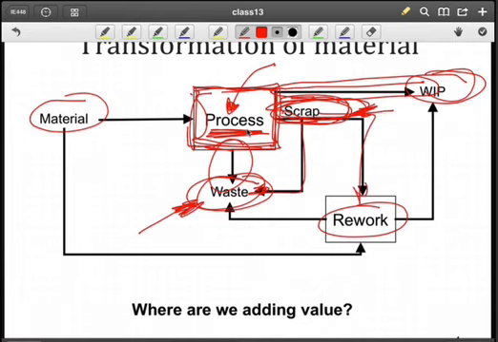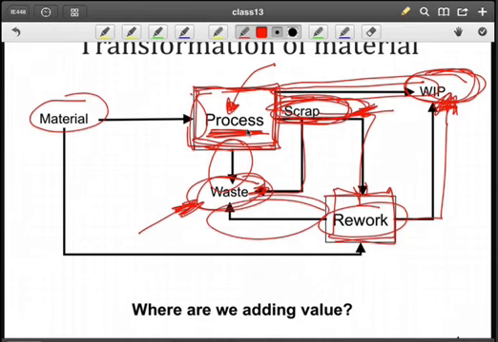Once we make a decision to go to rework, what we're trying to do here is restore that particular component to its intended level. And if we're successful, then it will re-enter work in process and go on to the next process in our system. If we're not successful, then it will enter into the waste stream, and we will have to deal with that according to whatever the material is.